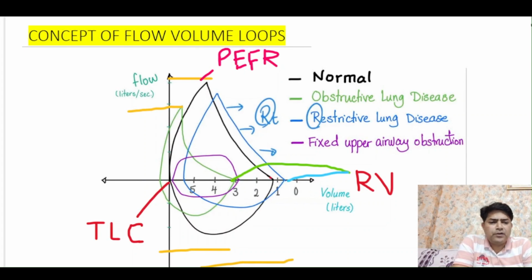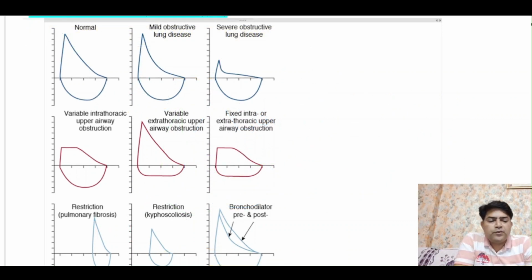Now, it's not important that you remember all those very long flow charts, but these are the salient points which you should remember, and then you can solve the question which is given in your question paper. Now coming to the main part of this video, the different types of flow volume loops which have been asked often in the examination.